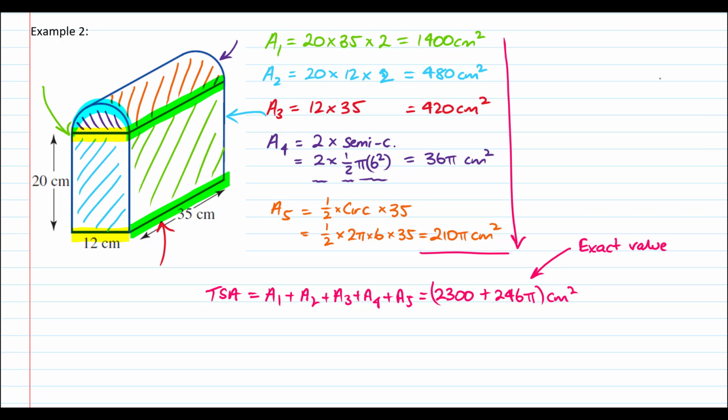Keeping an exact value means we maintain accuracy. So if you don't need to know the exact value right now, if it's a particular question in a context where you just need to know theoretically what the surface area would be, this is fine. If on the other hand you had to go down and buy some paint to paint the surface of this shape, well, you might want to walk into a paint store and not say, I need 2,300 plus 246 pi centimetres squared of paint. So instead, you might want to convert it, and in this case, it would convert to 3,072.8318 centimetres squared, and I've just done it on my calculator.